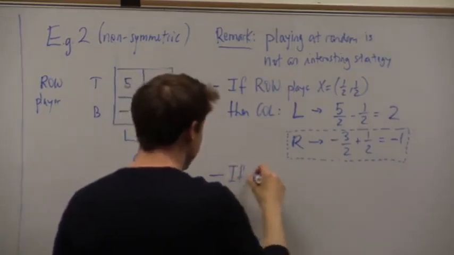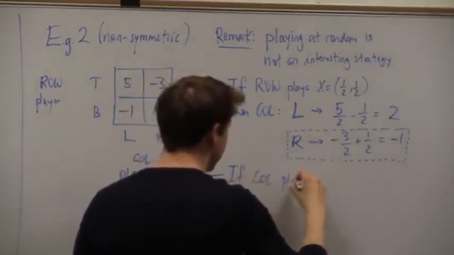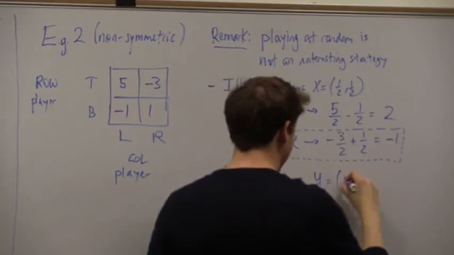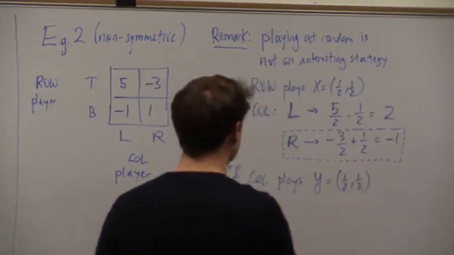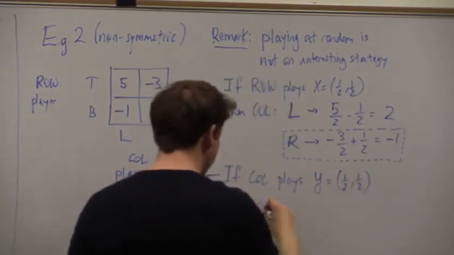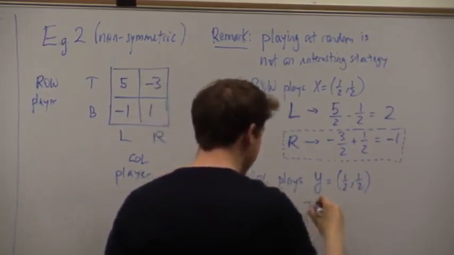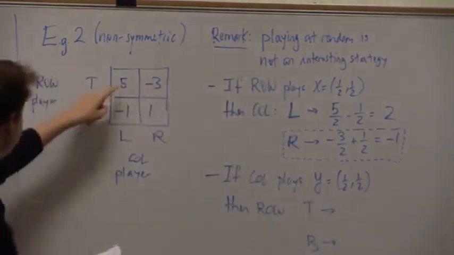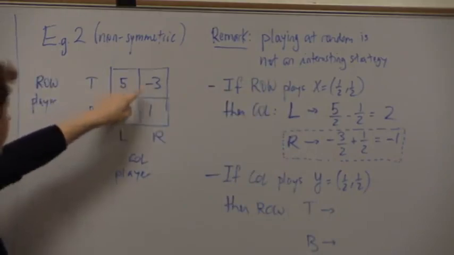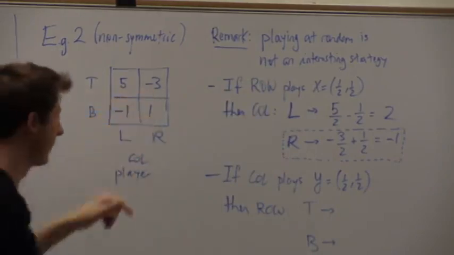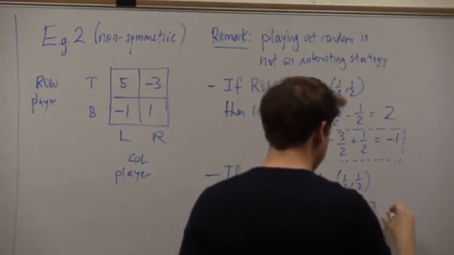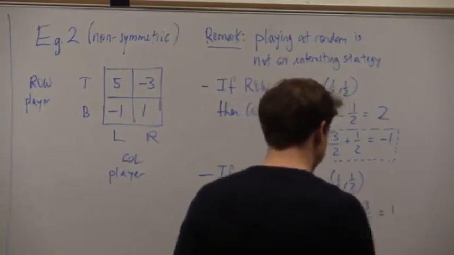Similarly, if the column player plays y equals a half and a half, then the row player has two options. He could either play top or bottom, right? If he plays top, half the time he will have payoff 5, and half the time he will have payoff minus 3. So that would be 5 over 2 minus 3 over 2. So that would be 1.